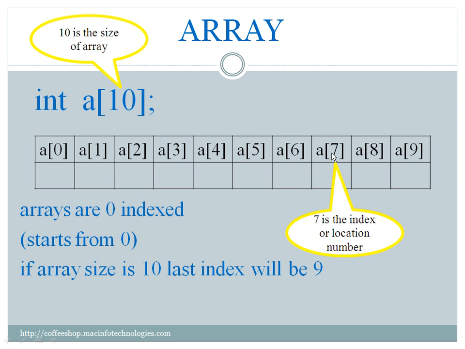7 is the index here, 6 is the index here, 5 is the index here. You can also call it a location number. Arrays are 0 indexed, so the index starts from 0. If the size of the array is 10, the last index will be 9. If the size is 20, the last index will be 19. If the size is 50 or 23, the last index will be 22 for 23. So we can use the index to access the elements.